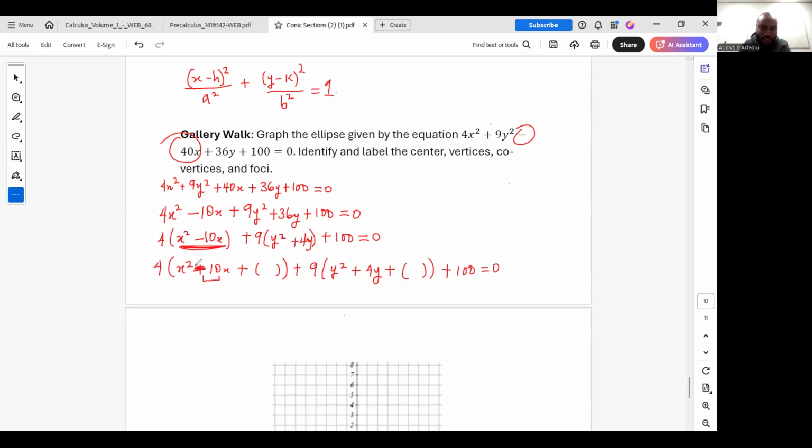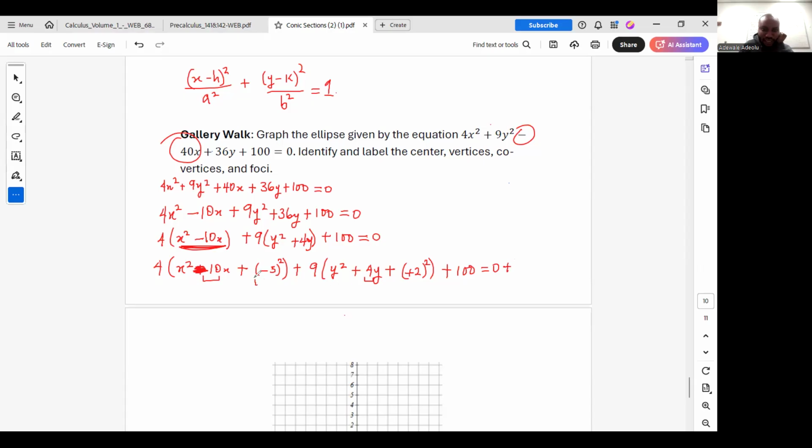So here is minus as well. Half of that coefficient, which is negative 10, is negative 5. So minus 5, then I square it. The coefficient of y is positive 4. Half of that is positive 2. Then I square it. However, I have added so much to the left-hand side. I need to add that same thing to the right-hand side.